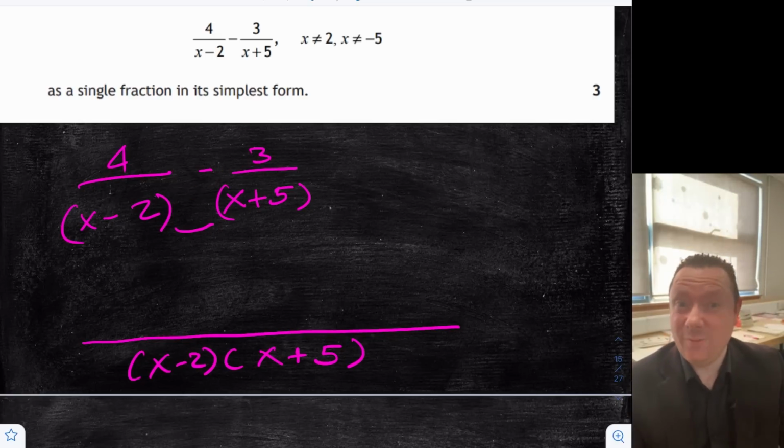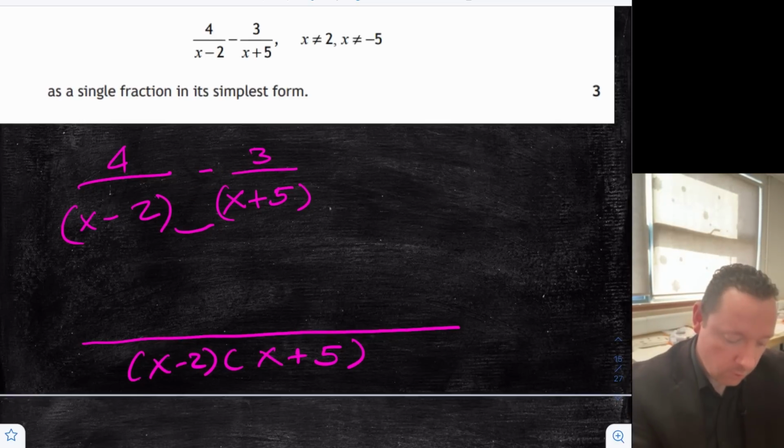Or a quick and easy way to think of this, especially last minute, is I'm crossing over like this. So it's 4 bracket x plus 5. Make sure you've got your brackets around there.